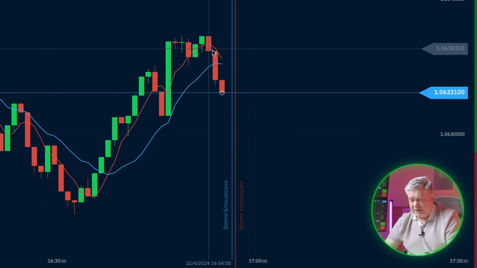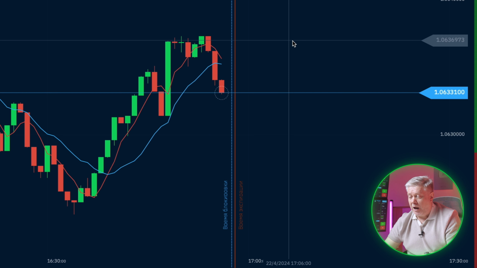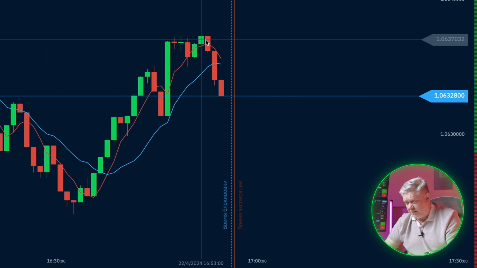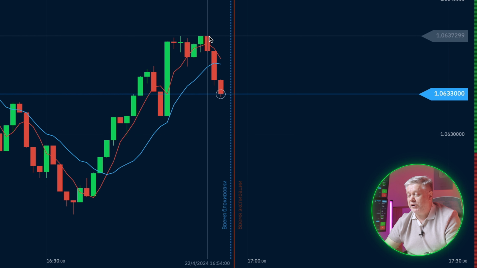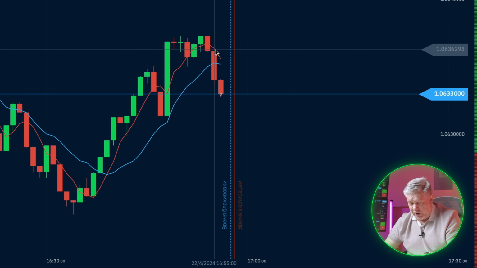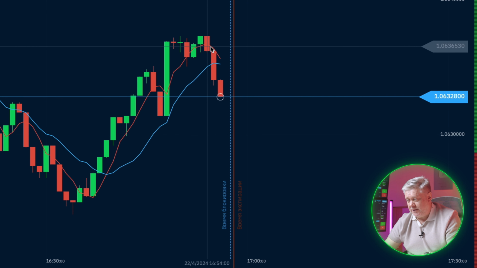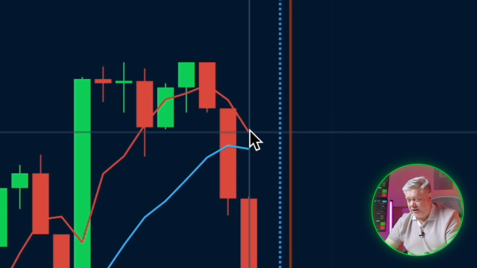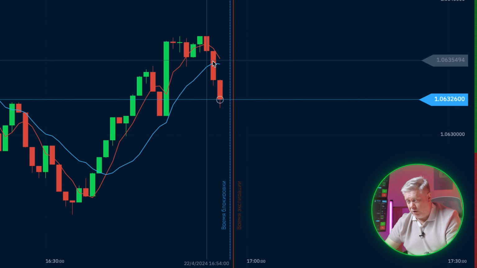Here, the price is declining. First, it broke through the 5-period moving average. Then, it overcame the 13-period average. Now, there is an intersection. This is the sell signal.